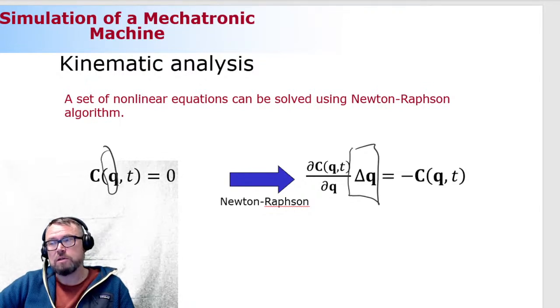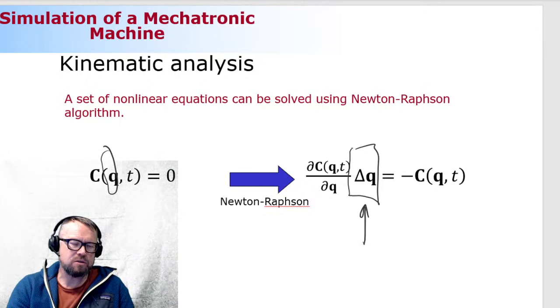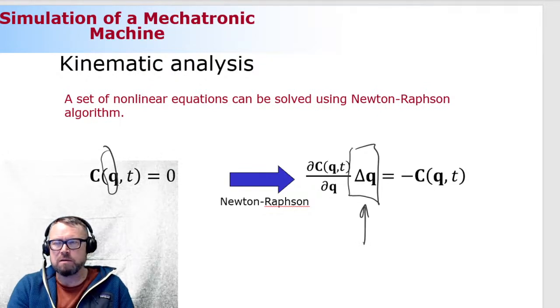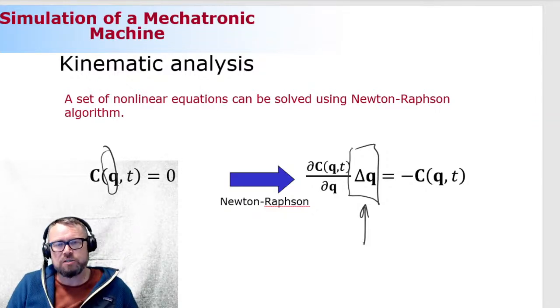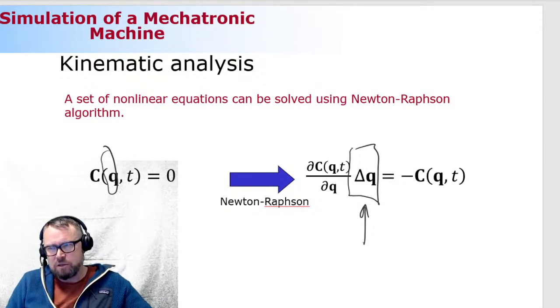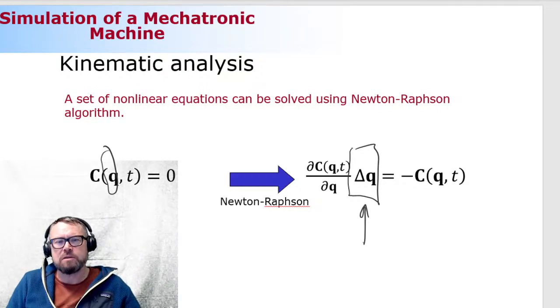But it's possible that you need to make several steps to find the solution. So what happens is that this tells you how you should change your generalized coordinates, your configuration, to get a better estimate of the solution. You can do this once, you get a rough estimation. You can do this twice, you get a little better estimation, and you keep on doing this, and you get better and better estimation until you're happy. Okay.